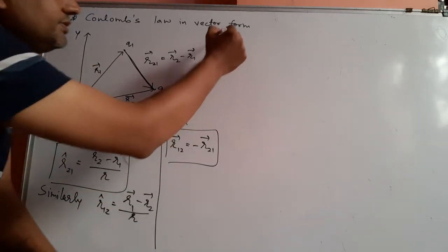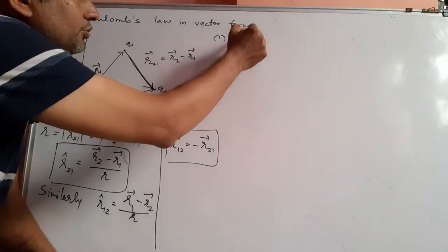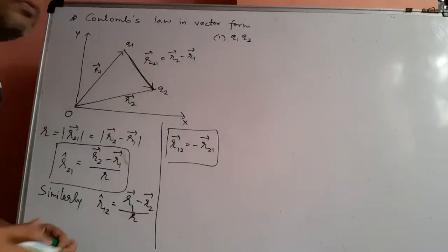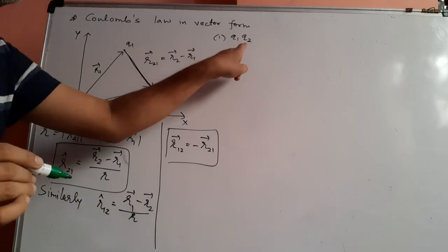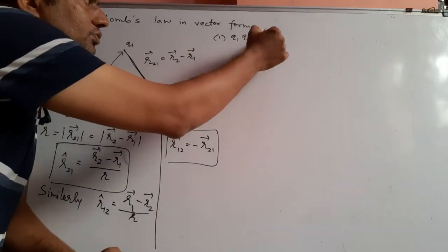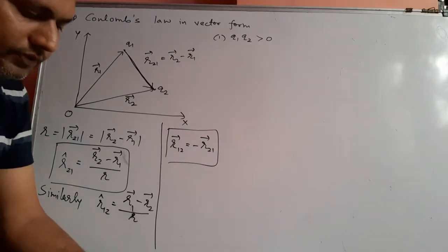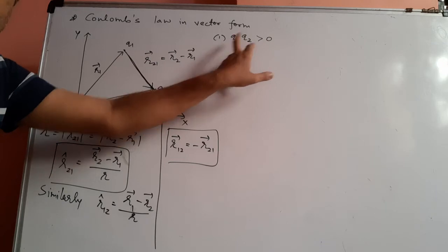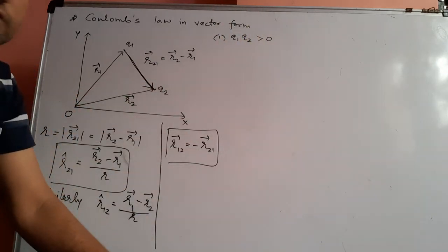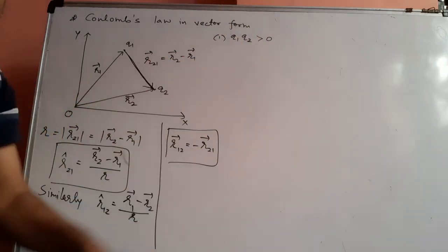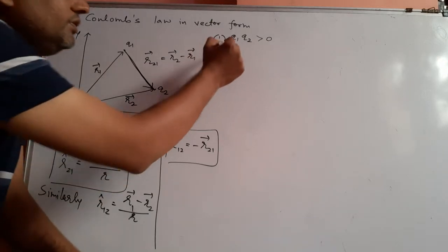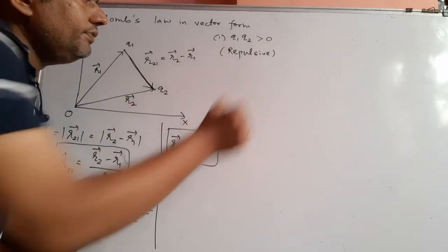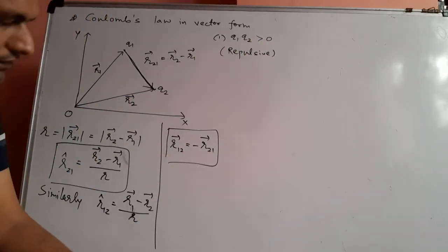Now first we take q1 times q2, the product of the magnitudes of these two charges. Suppose q1 q2 is greater than 0. When is this possible? When there are two like charges. If both are negative, the multiplication is positive. If both are positive, again it is positive. So here the force between the two charges is repulsive in nature.